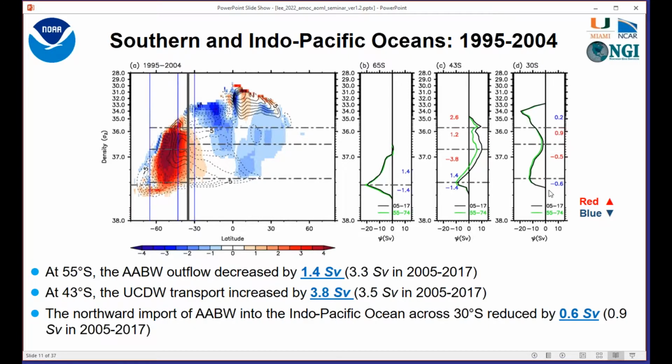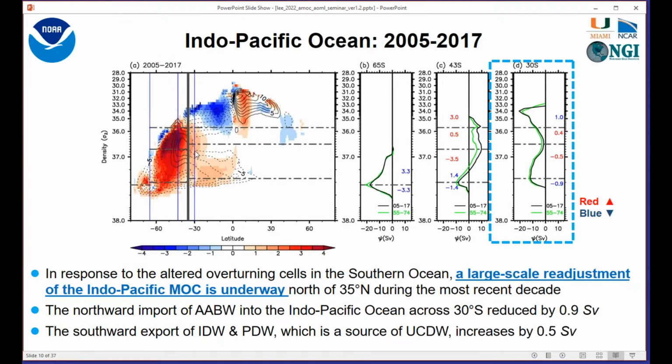And then you still see this northward intrusion of the Antarctic bottom water into the Indo-Pacific Ocean is again reduced, but not as large as the 0.9 in the previous slide, it's 0.6. So you see that this intrusion is slightly less compared to the earlier period. In this case, it came all the way.